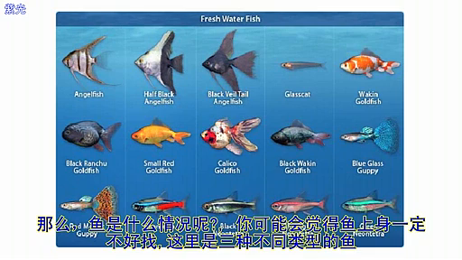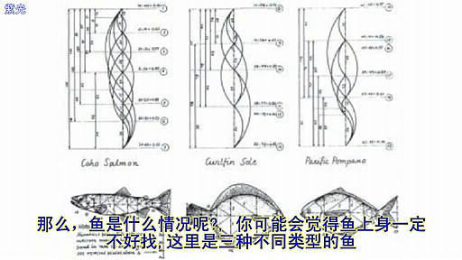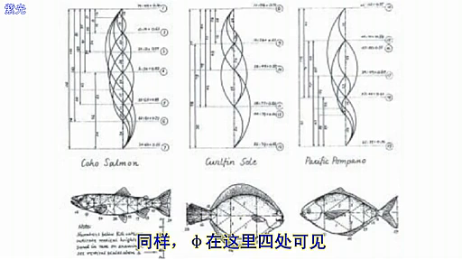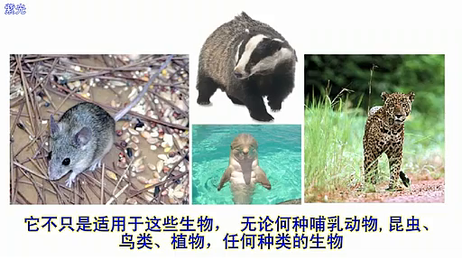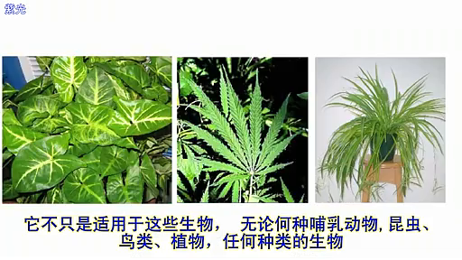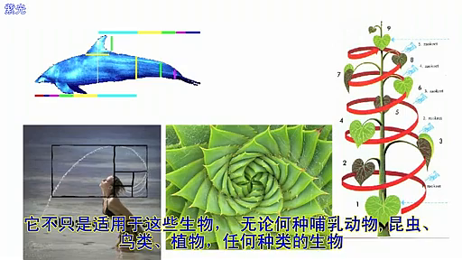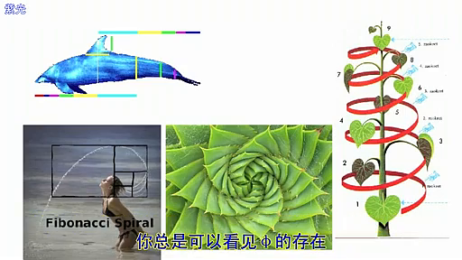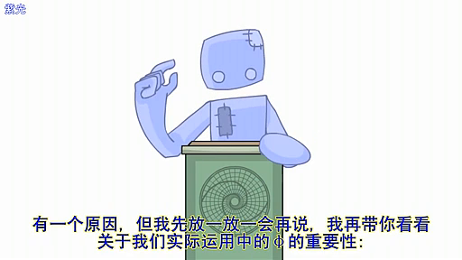Well, what about fish? You'd think they wouldn't be found in fish. Well, here's 3 kinds of fish. Once again, the ratios are consistent. It doesn't just apply to these creatures, though. Regardless of what mammal, insect, avian, plant, or living creature of any kind, you will find this ratio one way or another. There's a reason for this, but we'll get to that in a moment.